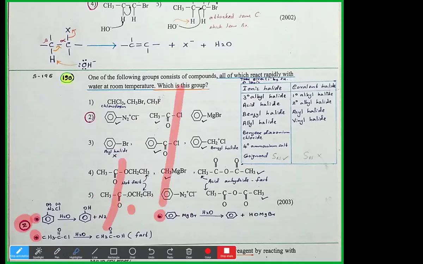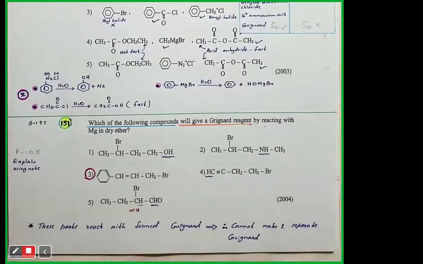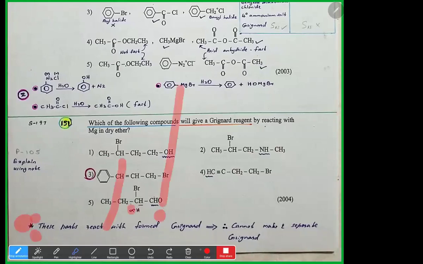Question number 151. To make the carbanion, this hydrogen is removed, the acidic hydrogen, this alpha hydrogen. The only possibility is number 3. 151, answer 3.